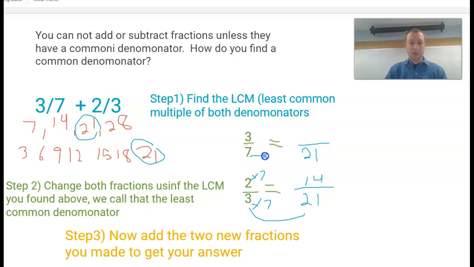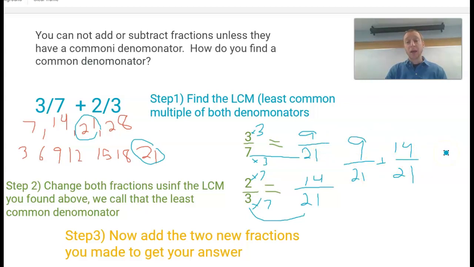How did we get from 7 to 21? Well, 7 times 3 is 21. 3 times 3 is 9. Okay? Now we can add our two fractions. 9 over 21 plus 14 over 21. Remember, we just add the numerators, not the denominators.